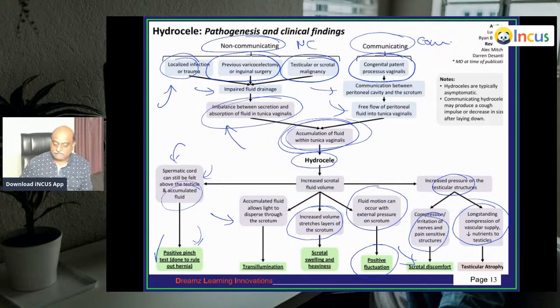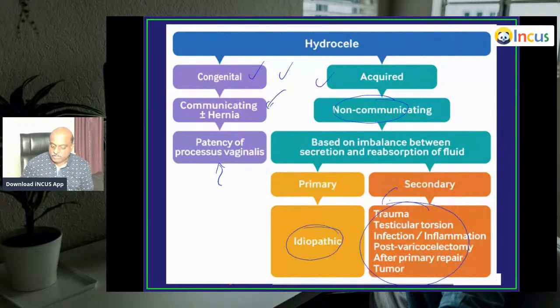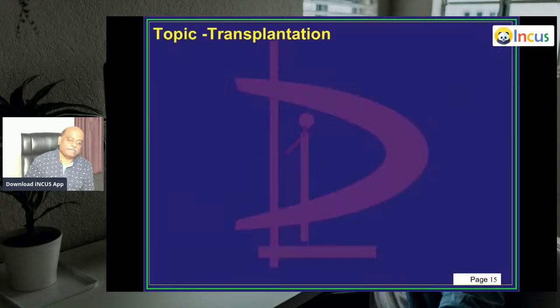Murali Bharadwaj. So testicular atrophy can occur. So hydrocele can be congenital or acquired. Congenital is a communicating one with a patent processus vaginalis. Non-communicating can be idiopathic, or it can be secondary to trauma, testicular torsion, infection, post-varicocelectomy, tumor, or after primary repair.